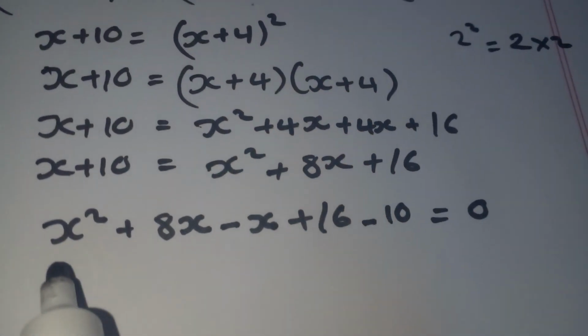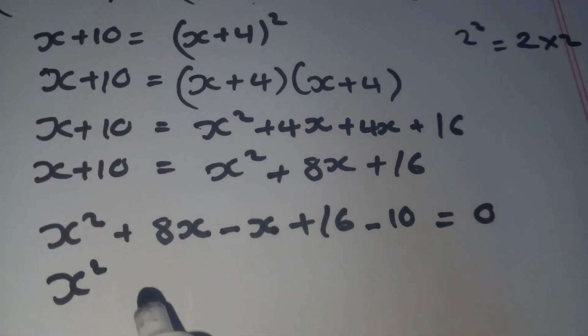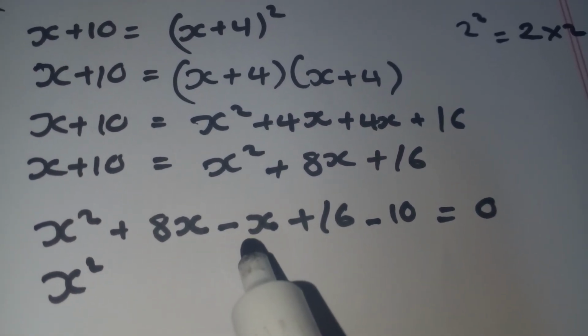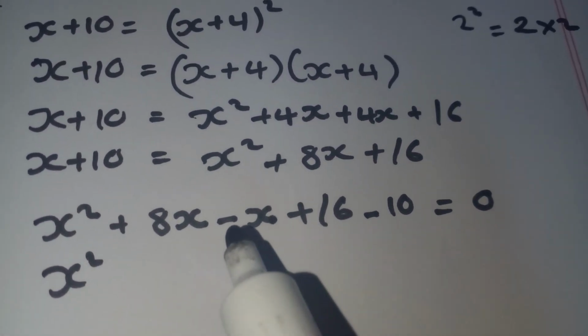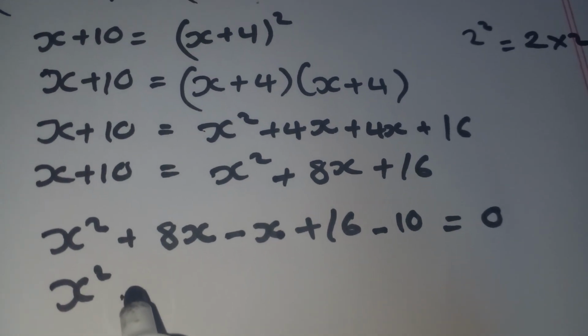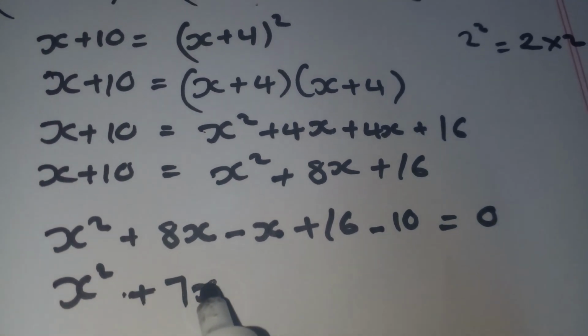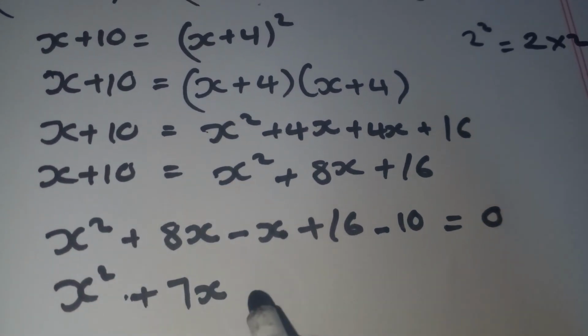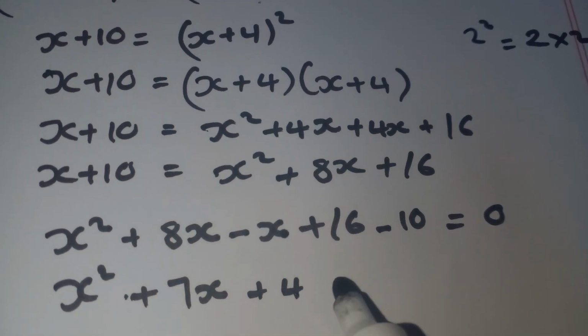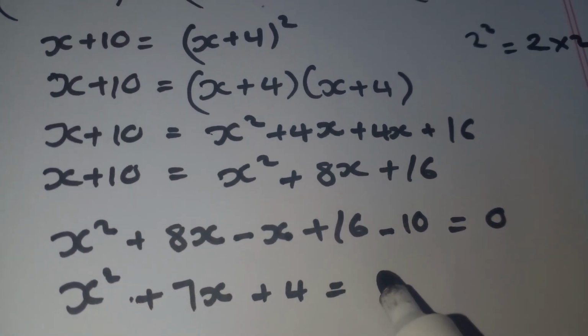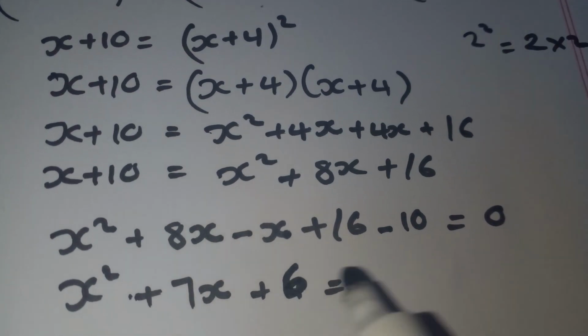So then you collect the like terms, or you simplify. 8x minus x is the same as saying 8 minus 1. So that means here it is plus 7x. 16 minus 10, guys, it is a 4, if I'm not mistaken. No, sorry, it's not a 4, it's a 6.